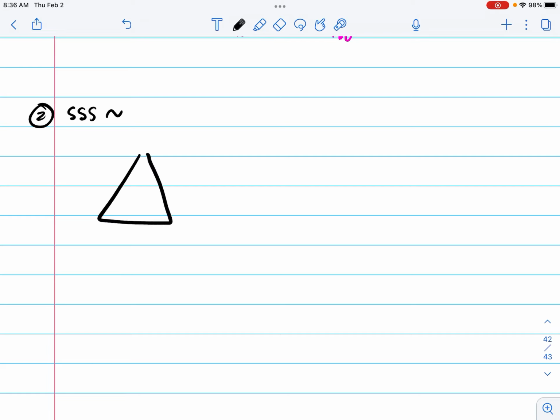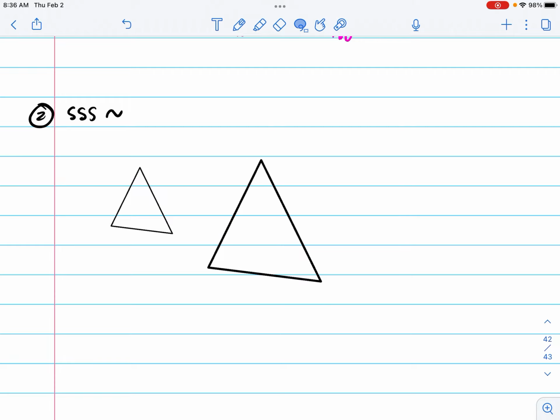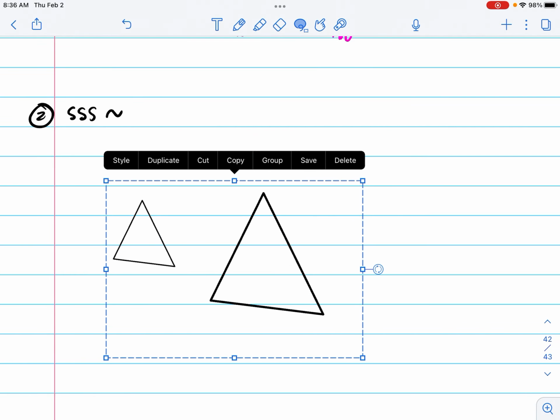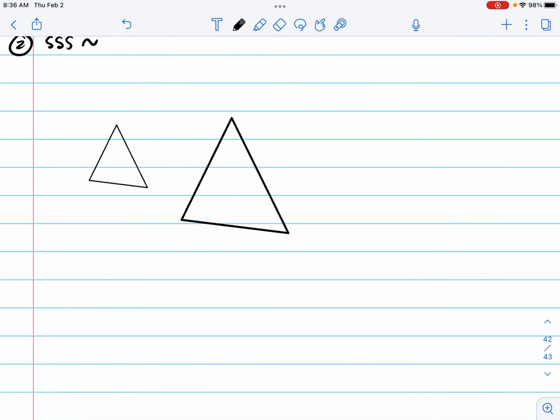So I'm going to draw another set of triangles. Ooh, that's not a triangle. And I'm going to once again copy this. I'm going to paste it. I'm going to make this a little bit larger. I'm going to shift this down so I have a little bit of room to work with. And for instance, if I said we had a length of 2, 3, and 4, and let's say this is cat and dog.